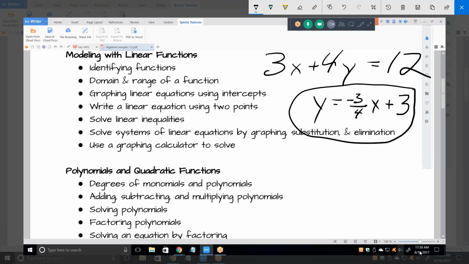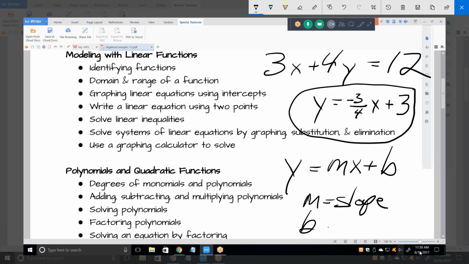The slope is 3? No. Here's the standard format, the most basic format for linear functions. M is the slope, b is the y-intercept. Okay, so then the slope is -3/4, and the y-intercept is 3. Notice that when it's in slope-intercept format, it's pretty easy to graph, right?